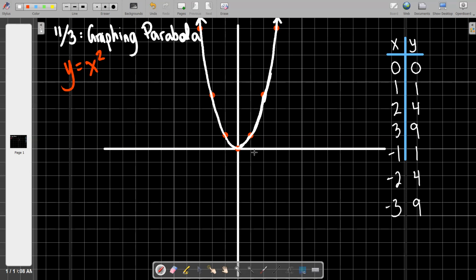That shape. Some of them will be fat. Some of them will be skinny. Some of them will be flipped upside down. Sometimes that midpoint will be moved around. And so that's what we're going to talk about today.